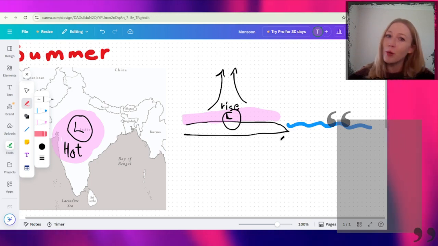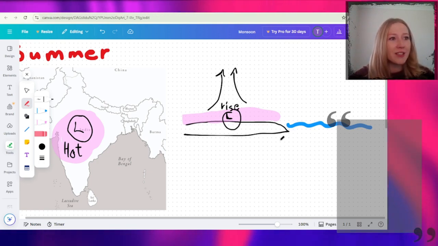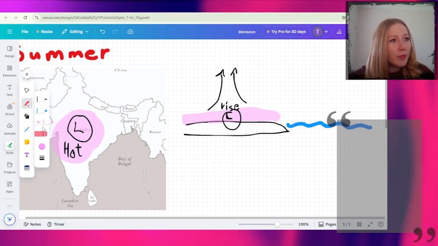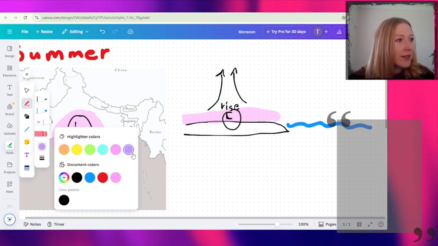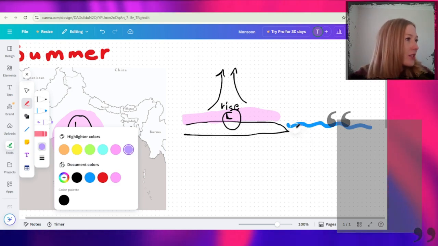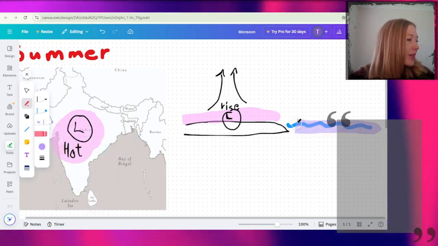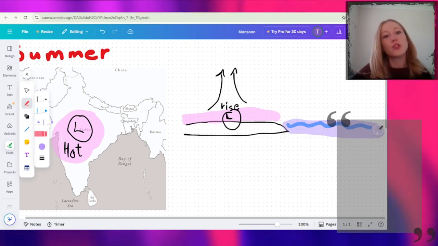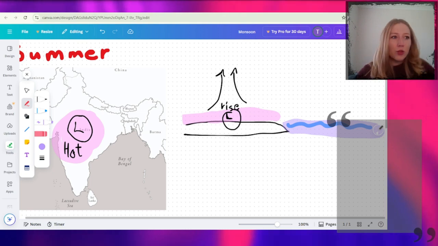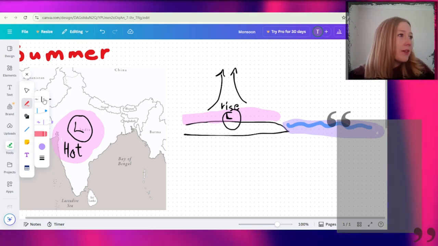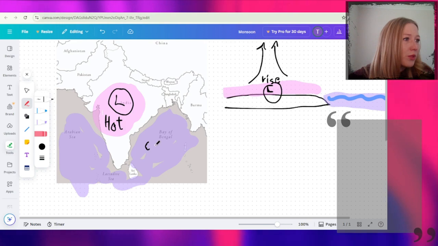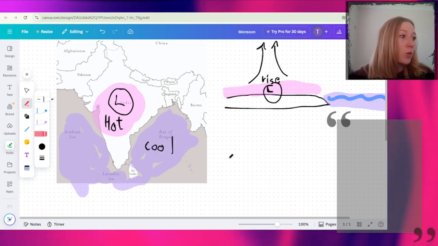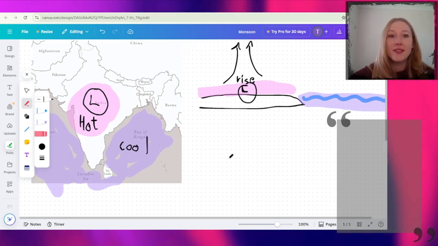Now, I realized that I made the ocean blue. I'm actually going to make it purple just to indicate the temperature. So these oceans are always warm, but they're relative to the land. So this is warm, yes, but in summer, it's not as warm as the land. So because it's relatively cooler, let's just say cool. Okay, so we're going to call this cool. It's not as hot. It's still warm. These tropical oceans are definitely still warm, but it's not as hot as inland.